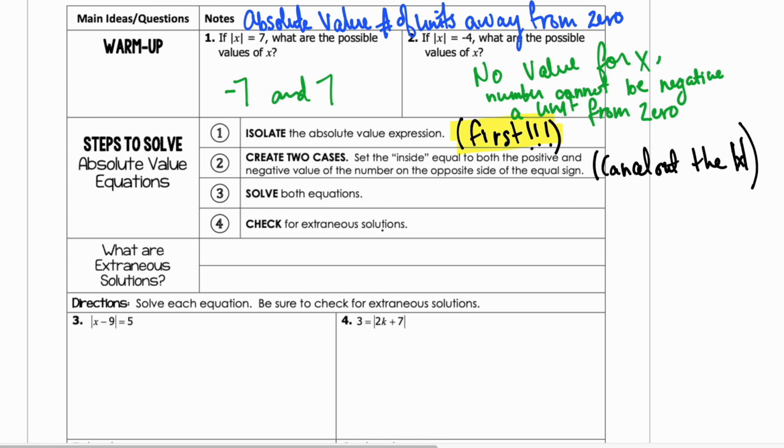Check for extraneous solutions. So an extraneous solution is a false solution. I'm going to write that. A false solution that does not work when you plug it back in. And we'll see that in just a few moments.